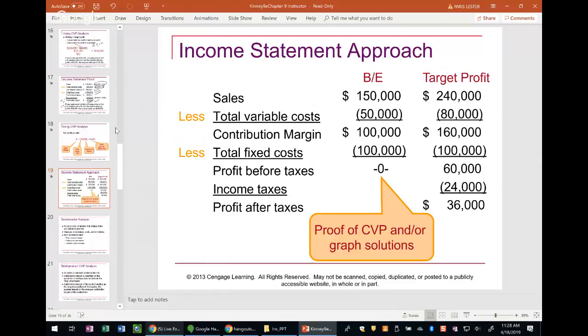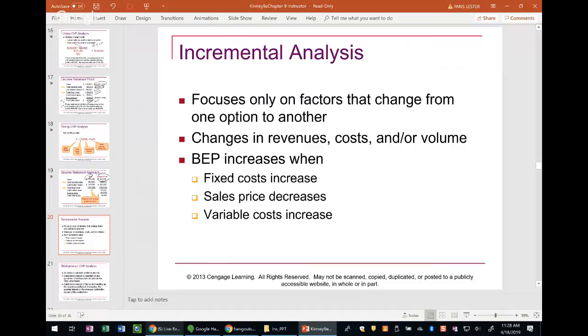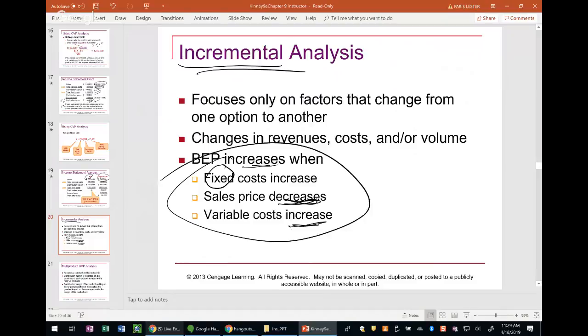We've done this income statement approach over and over to do break even or target profit. Incremental is that extra. Break even will increase when fixed costs increase. Break even will increase when sales prices decrease and variable costs increase. So we'll have problems with these three scenarios in them, okay?